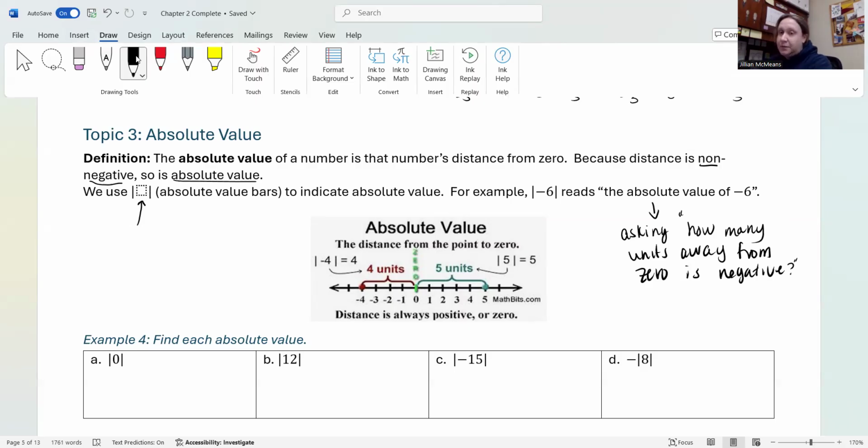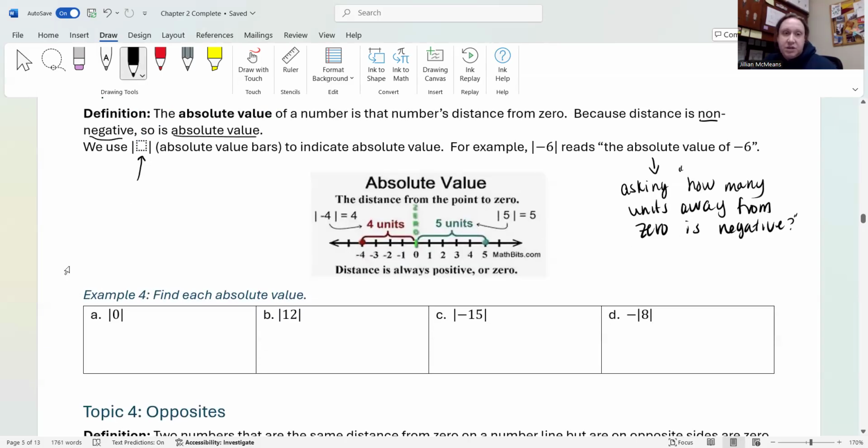Second, we have the absolute value of 5. Yes, +5 happens to be to the right of zero, and that is important, but it's not really what we're interested in here. Here, we're interested in the fact that 5 is 5 units away from zero. So again, you're asking yourself, how many units away from zero am I? It doesn't really matter if you're to the left or to the right. How many units away am I? Okay, so let's look at each of these examples.